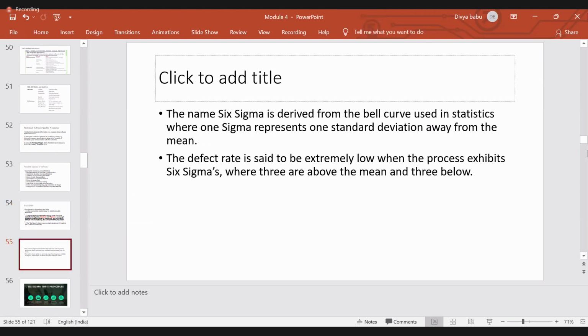So the name Six Sigma was derived from the bell curve. In statistics, you know how the bell curve comes. In that, there is only very slight deviation, where 1 sigma represents 1 standard deviation. So 6 sigma, 6 standard deviations, is a very small amount only. The defect rate is set extremely low when it comes to Six Sigma.